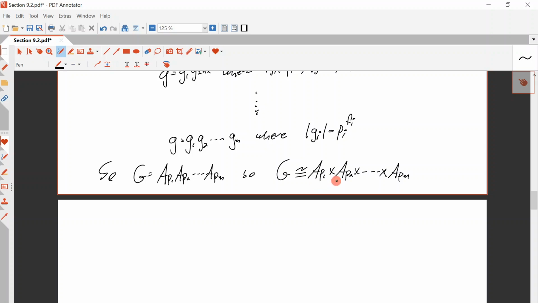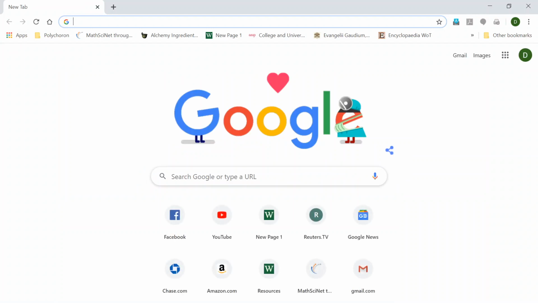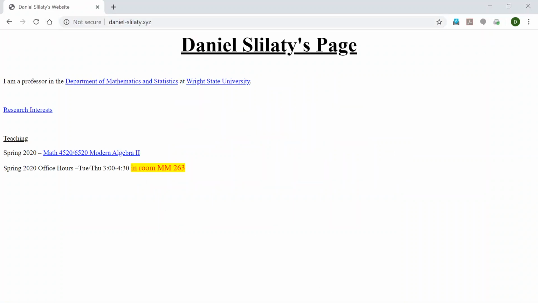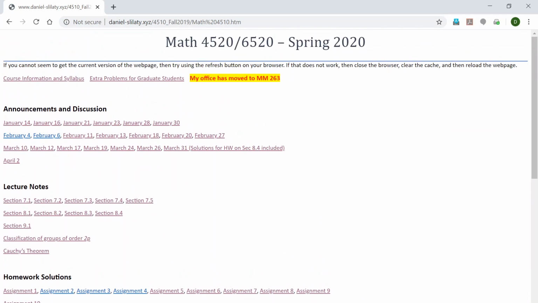What is the order of API? Remember Cauchy's theorem. We didn't finish the proof of Cauchy's theorem for non-abelian groups, but we did do the proof of Cauchy's theorem for abelian groups. So we're not quite done with Cauchy's theorem yet. Where is it? Cauchy's theorem. Right there on the website.